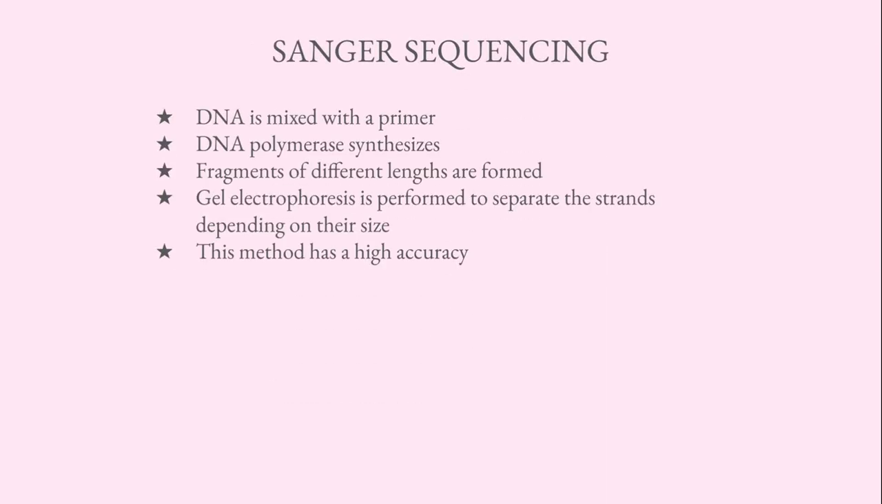Sanger sequencing. DNA is mixed with a primer. DNA polymerase synthesizes, and then fragments of different lengths are formed. Then, gel electrophoresis is performed to separate these strands into different sizes. Sanger sequencing has a high accuracy and also is a great method to use for gene editing.